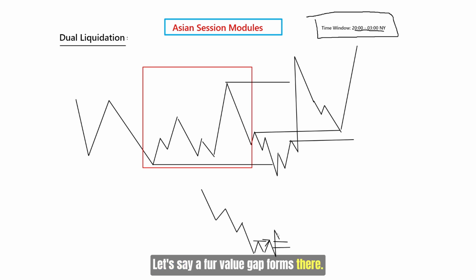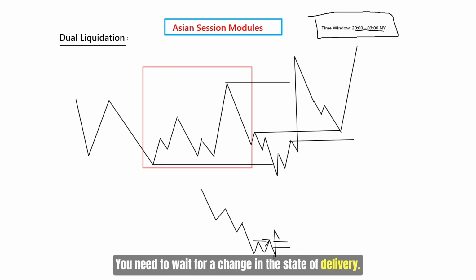Let's say a fair value gap forms there. That's the entry point. Okay, I repeat it. You need to wait for a change in the state of delivery. If it doesn't do that, you're not looking for a trade. You're still waiting underneath the liquidity pool.